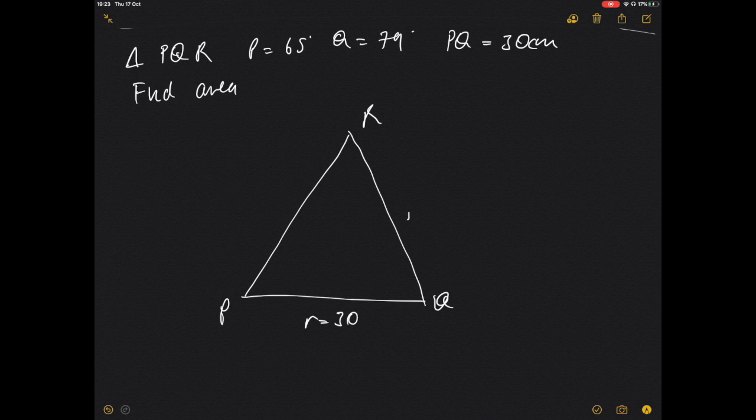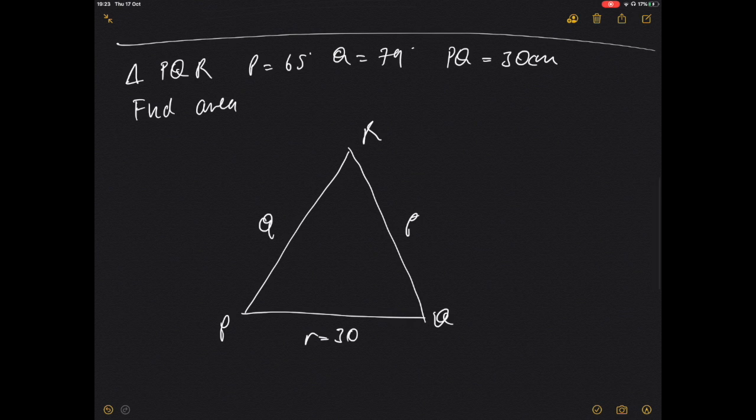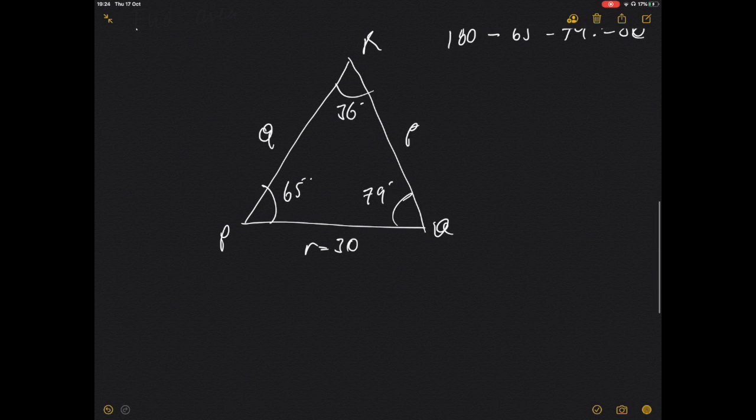We'll call this P and we'll call this Q, and then we're going to add our angles in. So we can see that Q equals 79 degrees, P equals 65 degrees. We don't know what R is, but we can figure it out because all angles in a triangle add up to 180, so 180 minus 65 minus 79 will give us R equals 36 degrees. So that's our angle here.